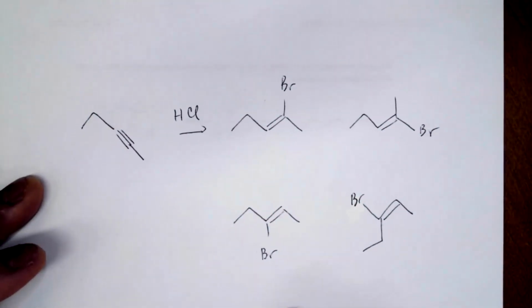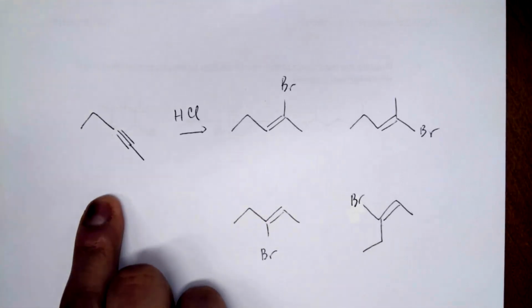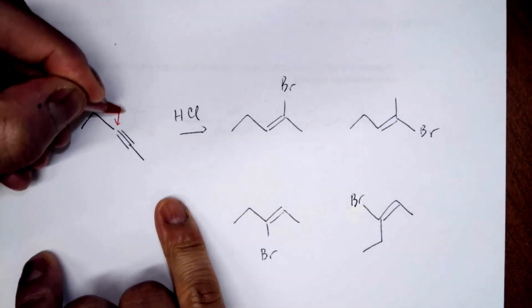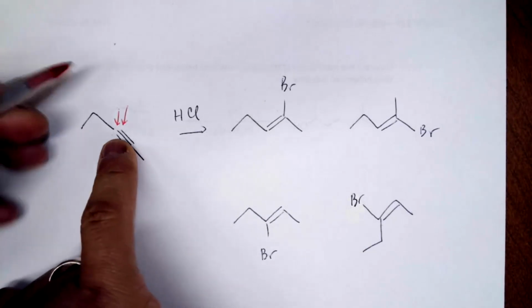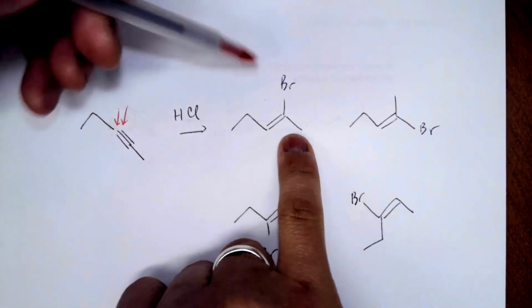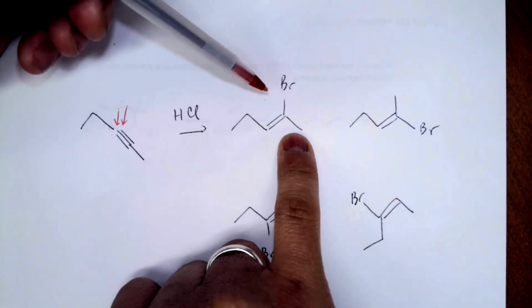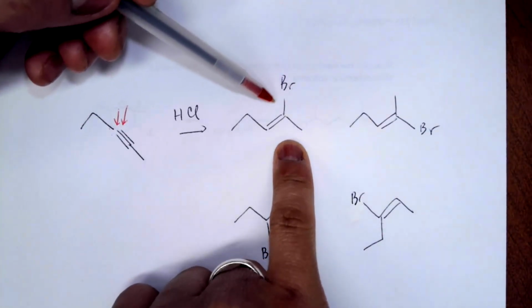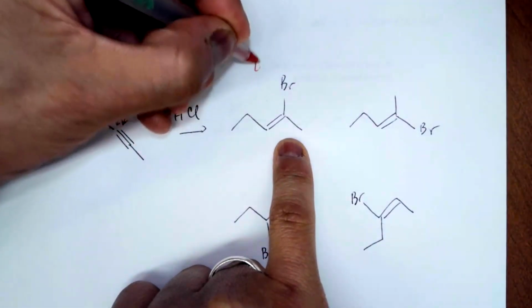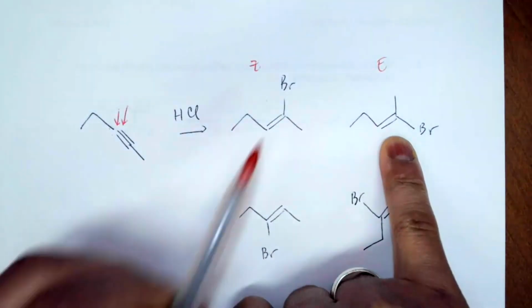Okay. In this case, I will get 4 products. Why? 2 in the bromine here. Why 2? Because I will get cis and trans, right? So here, no cis and trans, I will have E and Z. If you look at this alkene, it will be Z, and this one will be E.